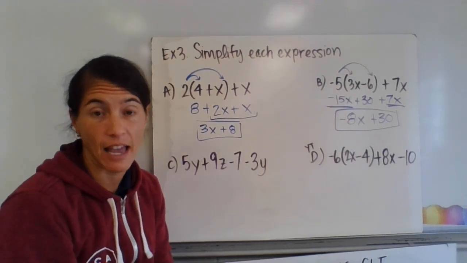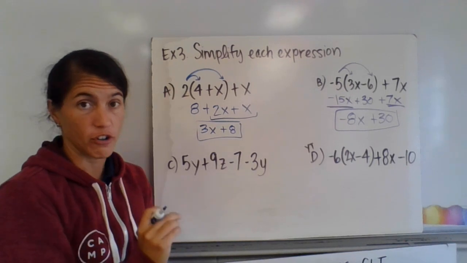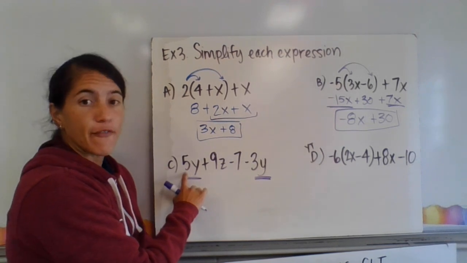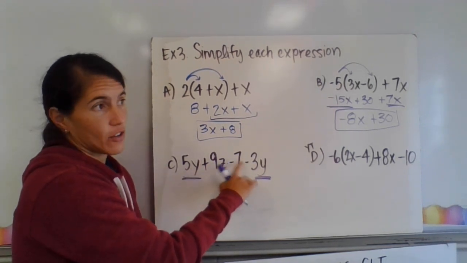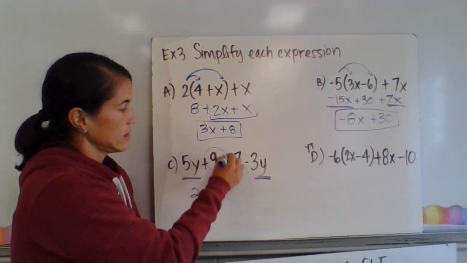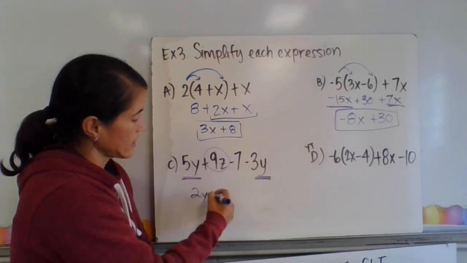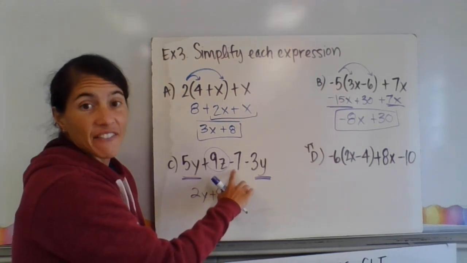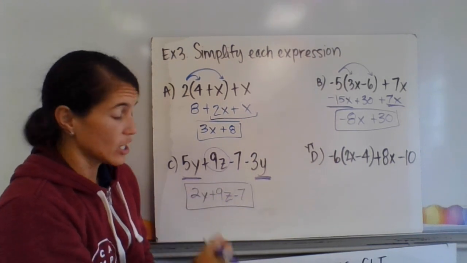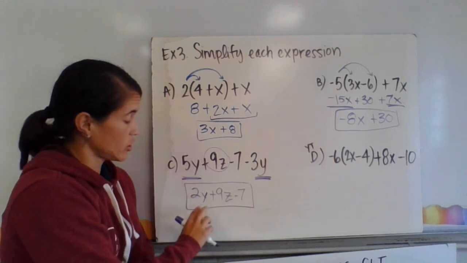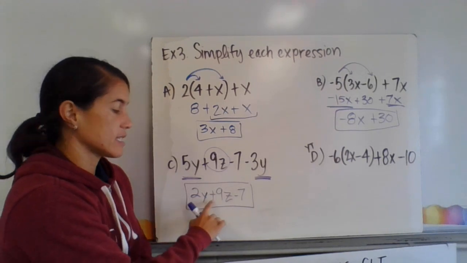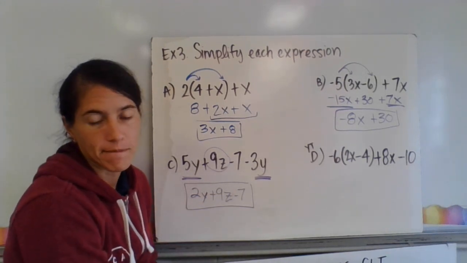All right, example C doesn't have any distributive property, so we just go to combining like terms. I have a y and a y. 5y minus 3y, or 5 and negative 3, would be 2y. I have a z, and I don't have any other z, so I'm just going to bring that down. And then I have a constant, minus 7, and so it's okay to bring those things down. So there's 3 terms in this expression. There's a term 2y, there's a term 9z, and there's a term negative 7, because it's split up between a plus sign and a minus sign.